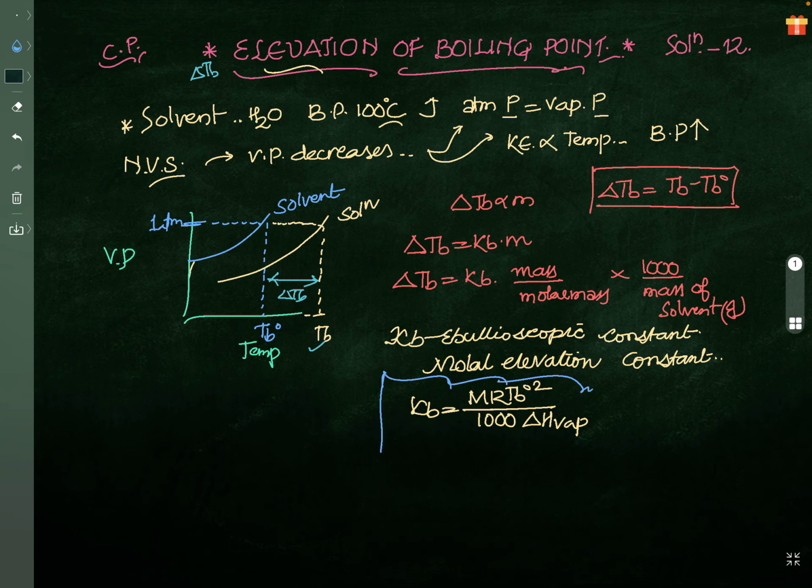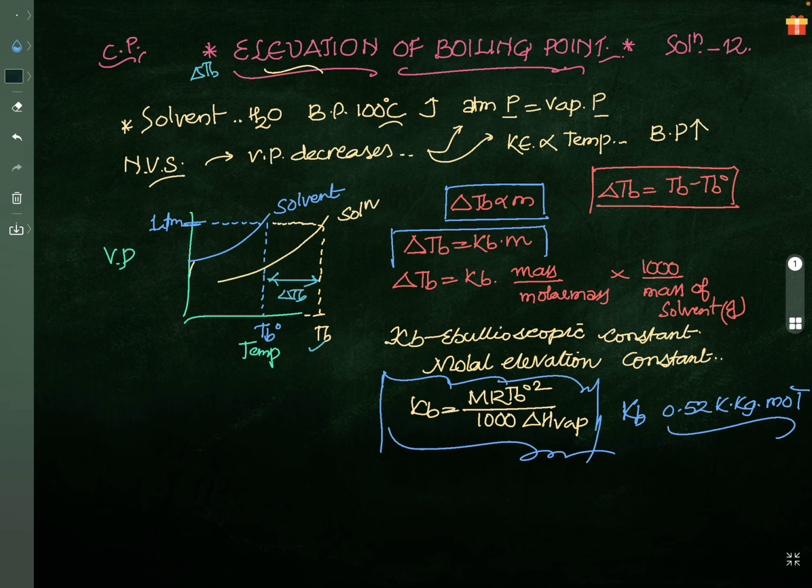So you get full marks from this topic. Kb for water is 0.52 Kelvin kilogram per mole. No need to remember, but if you remember, that's a good thing. So delta Tb is proportional to m. Delta Tb is equal to Kb into m. Delta Tb is equal to Kb into mass by molar mass into 1000 by mass of solvent. And Kb is equal to M R Tb naught square by 1000 delta H vaporization, where M is the molecular mass of the solvent. So this is about elevation of boiling point.